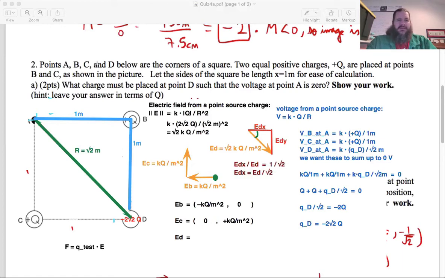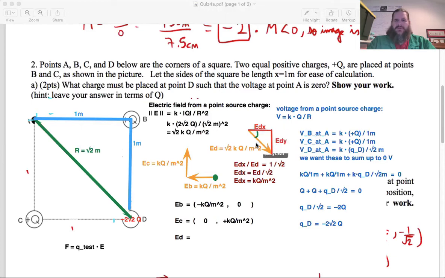And we know ED. We can fill in ED, root 2 KQ over meters squared, divide that by root 2, and what do you get? Just KQ. Yeah, and also divided by meters squared, yeah. So filling that in, we get EDX equals KQ over meters squared. And that's to the right, so we'll treat that as positive.